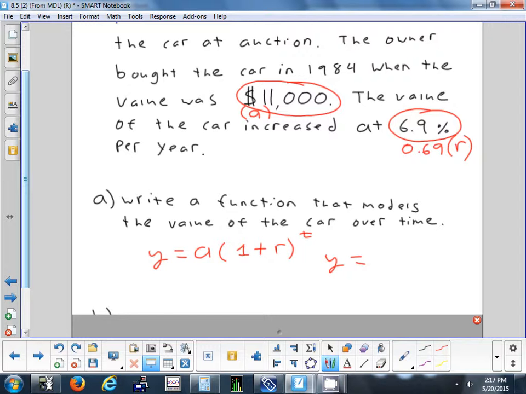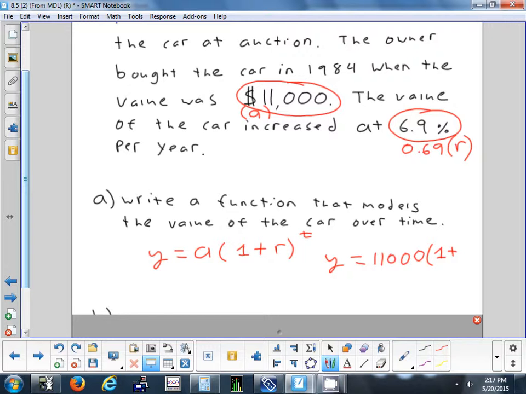Okay. Ryan, what's A here? A is 11,000. Yep, good. A is 11,000. This is the initial amount the car was worth. It's the starting value.